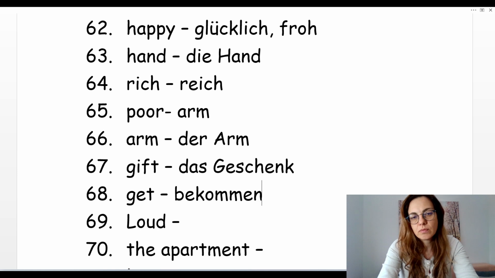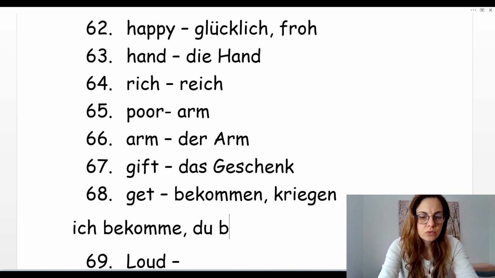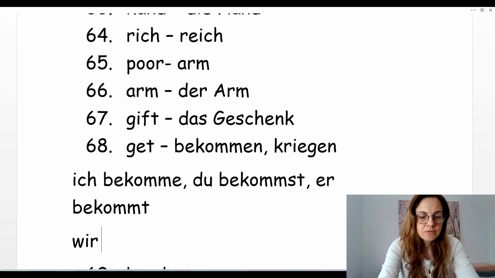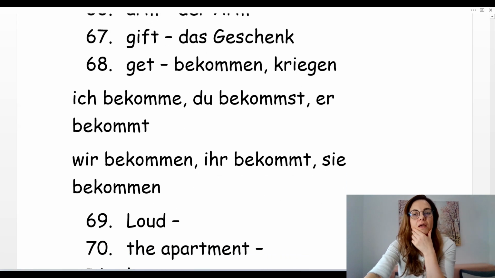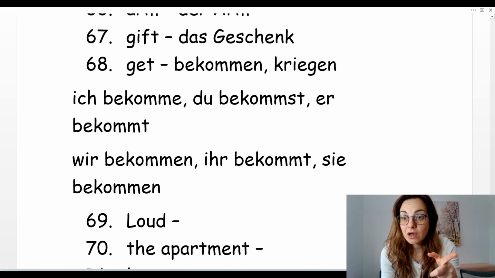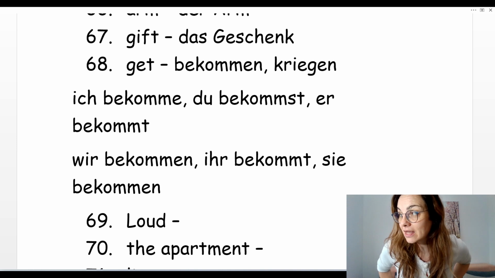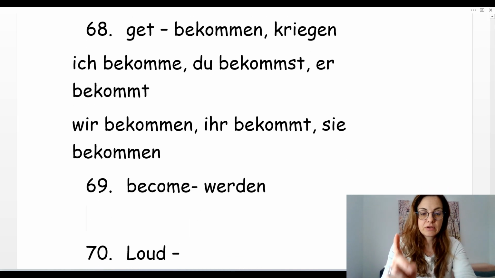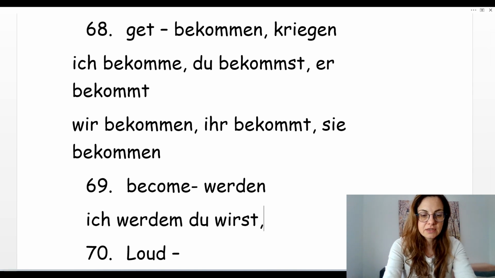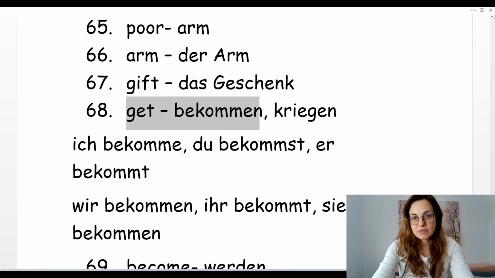To get something, bekommen oder kriegen. Ich bekomme, it's a regular one. Du bekommst, er bekommt, wir bekommen, ihr bekommt, sie bekommen. Bekommen is not the same as become in English. Become in German is werden. It's irregular. Ich werde, du wirst, es wird, wir werden, ihr werdet, sie werden. And to get something, bekommen.